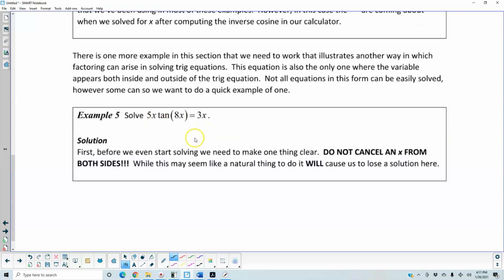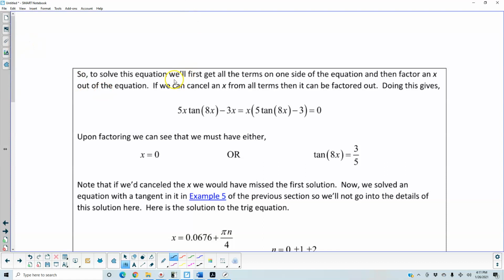Now first, before we even start solving, we need to make one thing clear. Do not cancel an x from both sides. While this may seem like a natural thing to do, it will cause us to lose a solution here. So, to solve this equation, we'll first get all the terms on one side of the equation and then factor an x out of the equation. So if we can cancel an x from all the terms, then it can be factored out. So doing this, we have 5x times the tangent of 8x, and we subtract 3x from both sides.